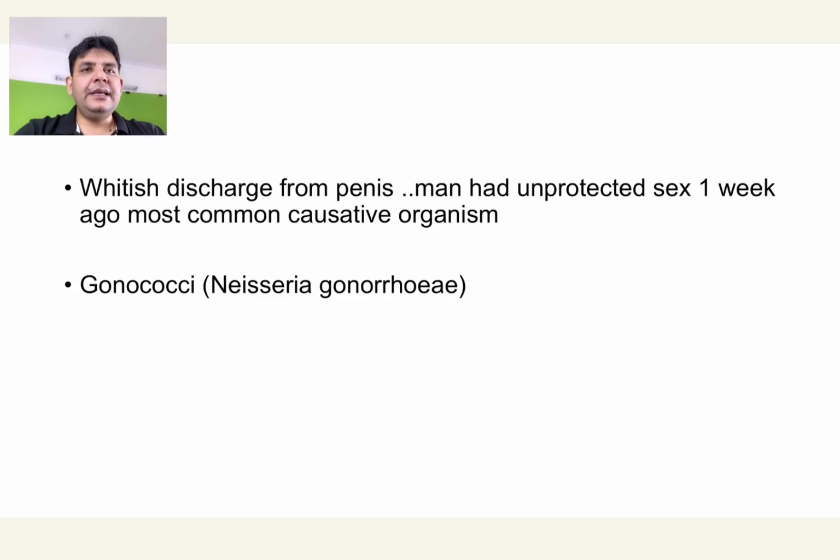Now there was some whitish discharge from the penis, and the man had unprotected sex 1 week ago. The most common causative organism, I suppose, is clearly gonococcus, because mucopurulent discharge comes out, and the males mostly develop urethritis, females cervicitis, and a newborn of a pregnant lady with cervicitis can develop ophthalmia neonatorum. That you know already. Incubation period is around 2 to 7 days, so that is very much covered in that. So the answer to that question is gonococcus.